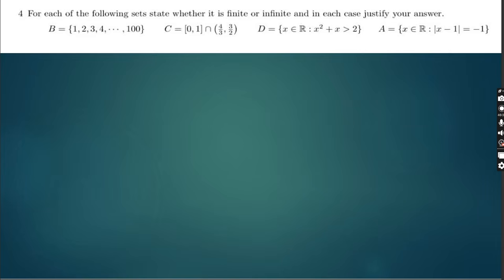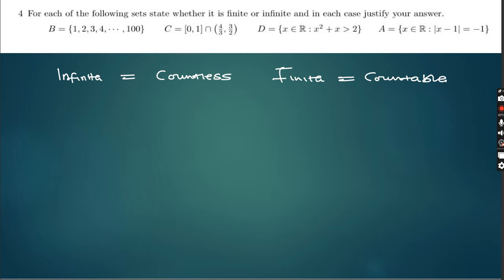Okay, so let's go and do this question. For each of the following sets, in fact, this question I also solved in the video lesson which we had on the infinite and the finite sets. The only thing I can remind you of is that an infinite set is a set which has countless members. We can't count the members of that set, and the opposite of that is a finite set. A finite set contains a countable number of elements, we can count.